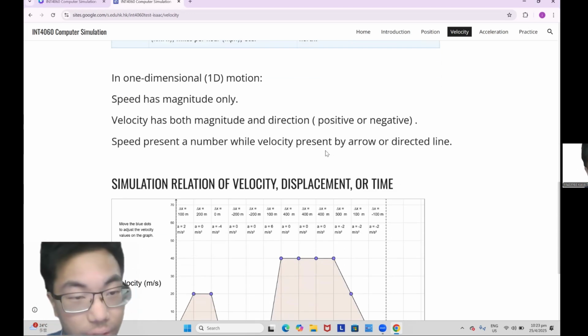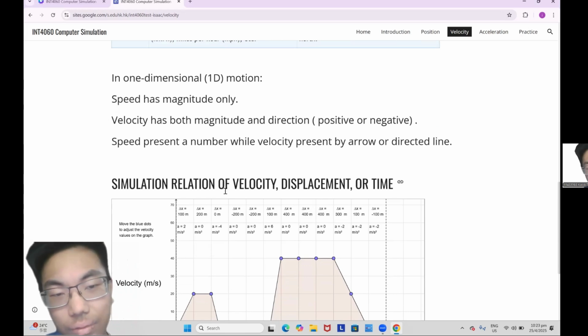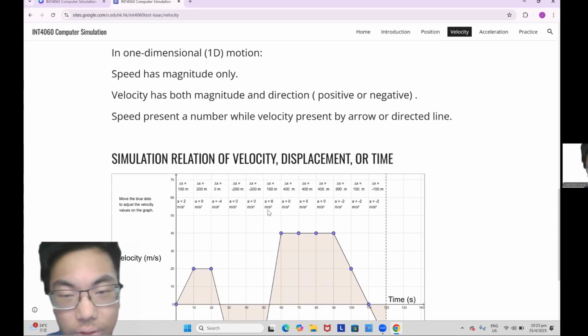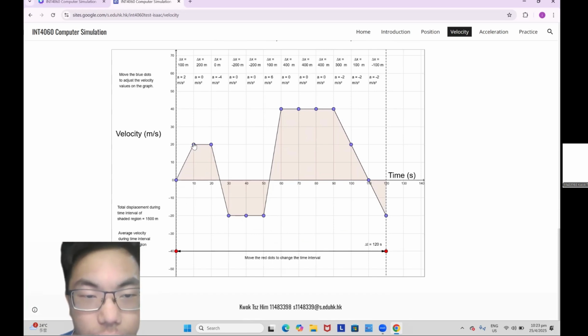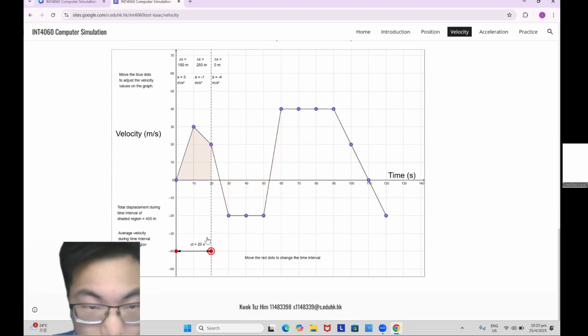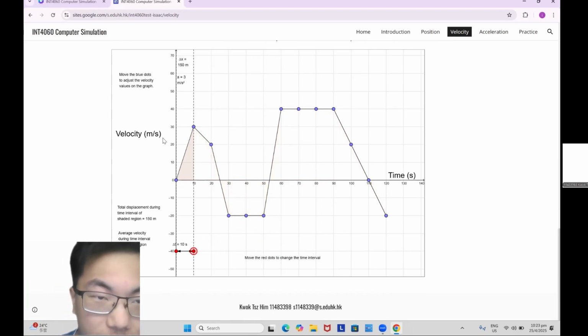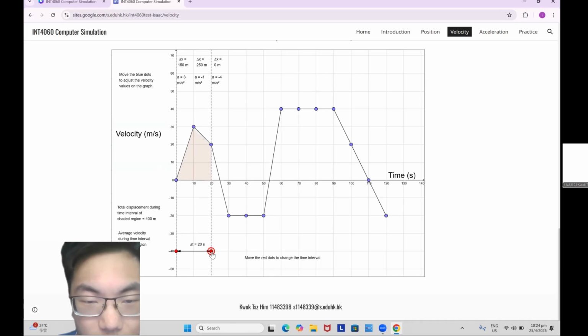And I also added the simulation of the relations of velocity and the displacement here. You can try it by moving the node and the timeline. So you can see the clear calculation of the average velocity while I am changing the node, the red node.